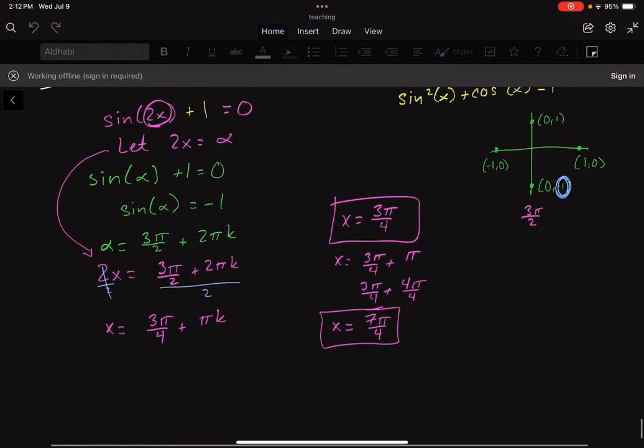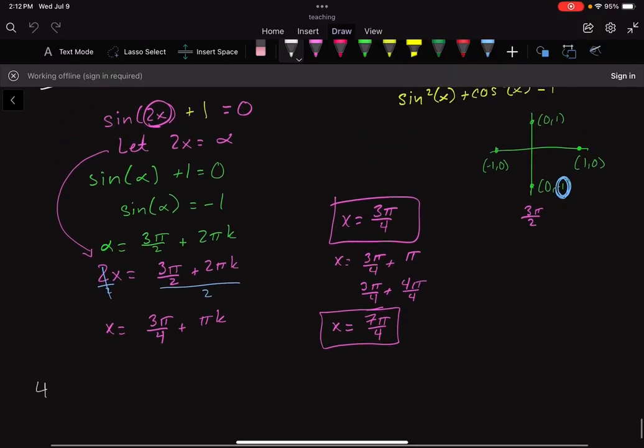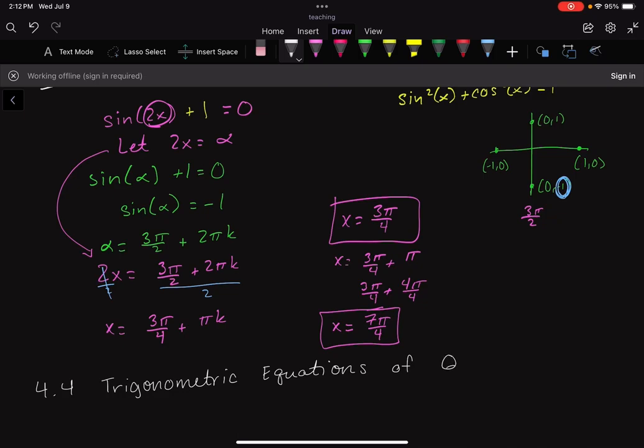This one is 4.4, so our last section in chapter 4. And it's just more equations, but now we're doing different types. So this is trigonometric equations of quadratic type.